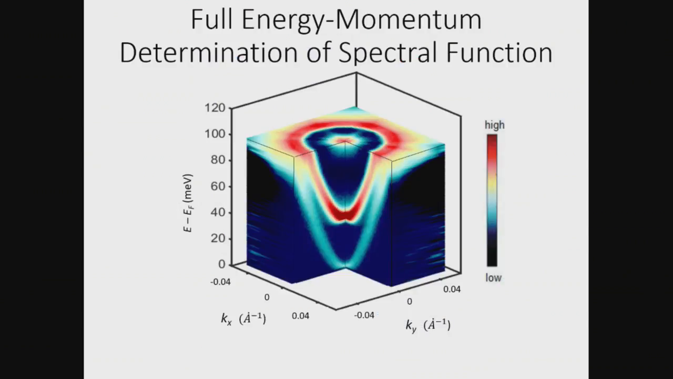Right. Yeah. So we have this two parabolic dispersions. The lower band corresponds to the lowest subband of the contour. The next one corresponds to the dispersion of the next excited subband.